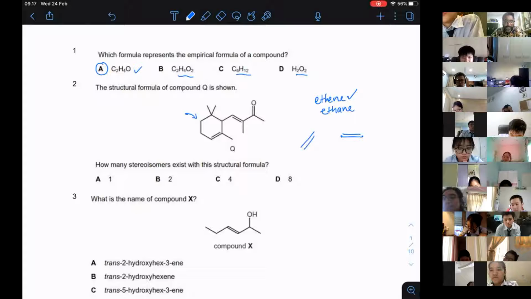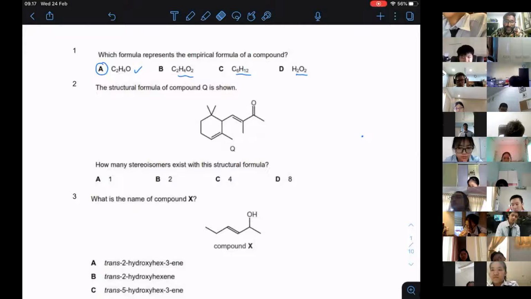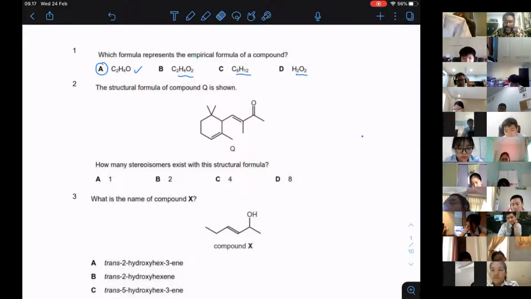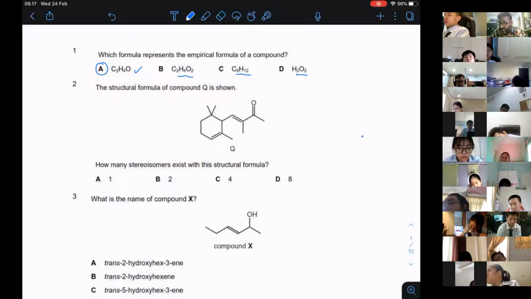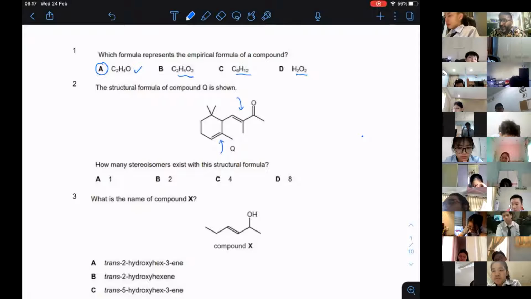So coming back to this question, I want to identify how many stereoisomers exist in this structural formula. When we are identifying stereoisomers in our syllabus, we study only 2: cis and trans, and optical isomers. So please have a look at which one can give you cis and trans first. If you look at cis and trans, you must look at the double bond, but not all double bonds will give you cis and trans. This is very, very important.